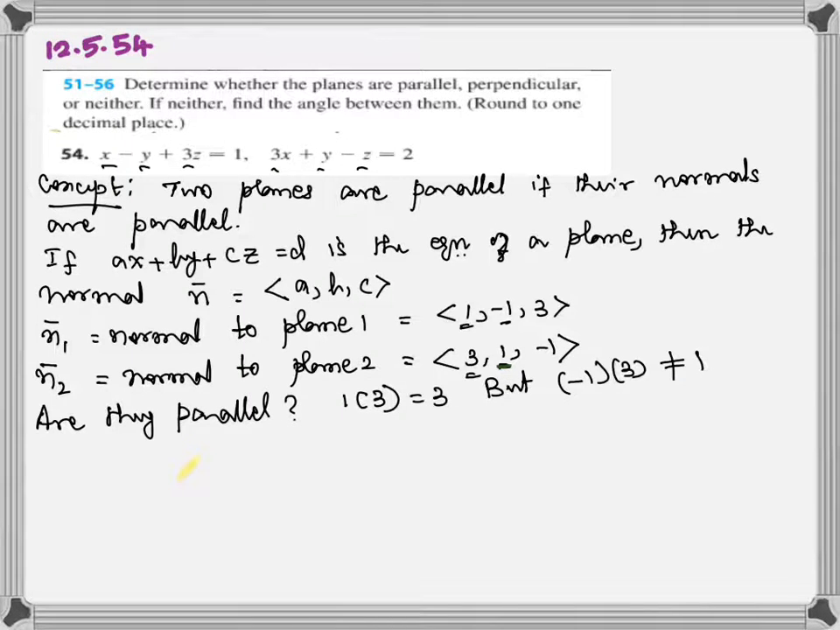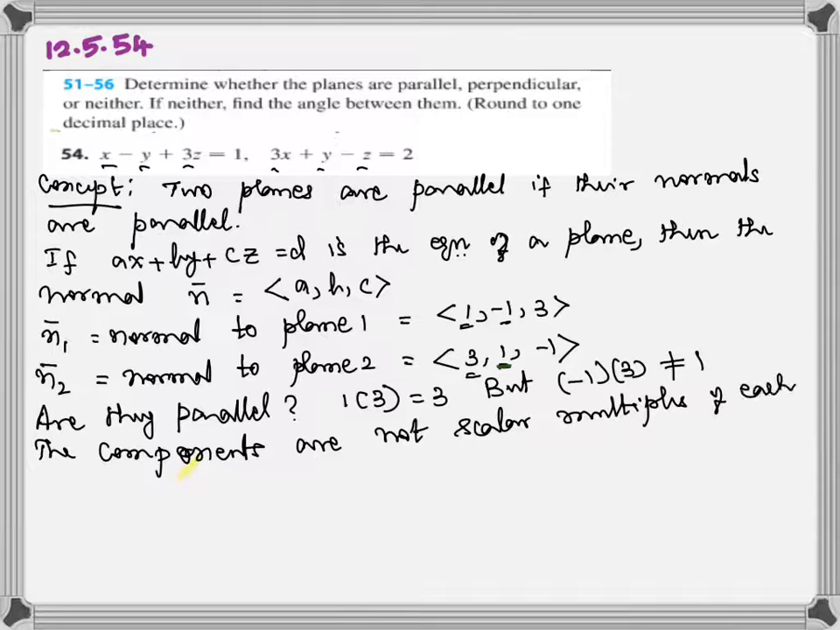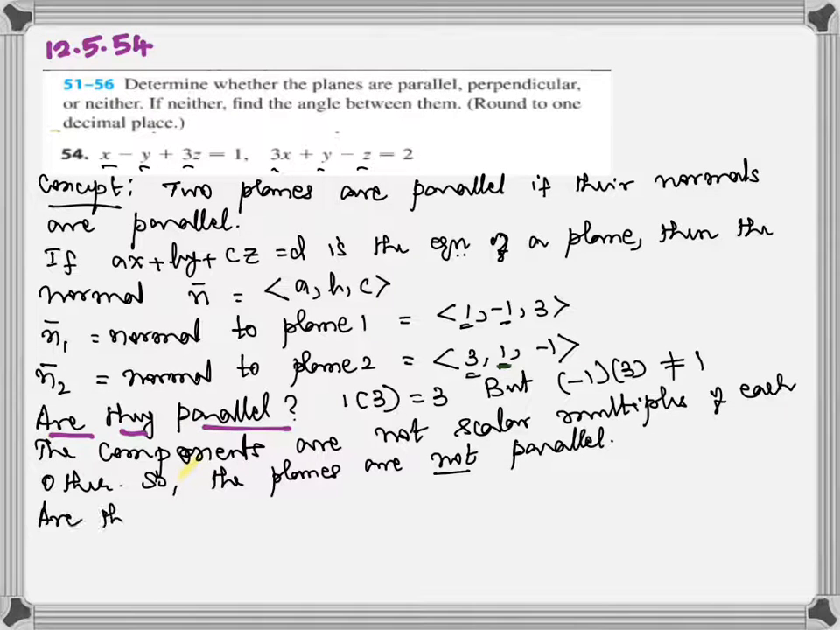That eliminates that the two normals are parallel, so the two planes are not parallel. The components of the two vectors are not scalar multiples of each other. Therefore, the two normals are not parallel, and therefore the two planes are not parallel. So does it mean they are perpendicular? We have to check whether they are perpendicular or not. Are they orthogonal? Are the normals perpendicular to each other?